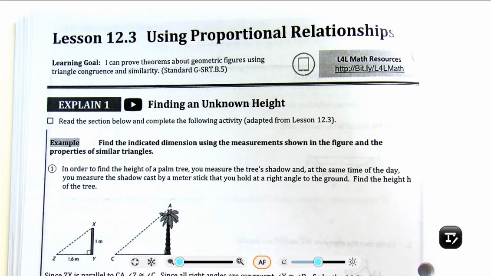So in this lesson, the main goal is to prove theorems about geometric figures using the triangle congruence and similarity theorems that we talked about before. This lesson is going to be focused heavily on word problems, so application-based problems, and creating proportions to solve for the missing variables. Okay, so let's get started.